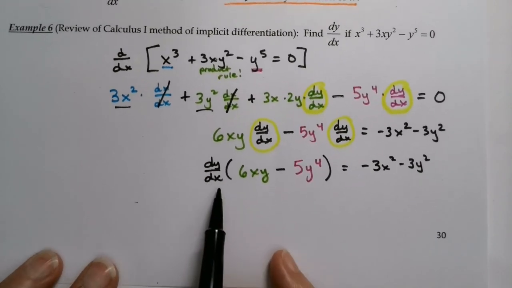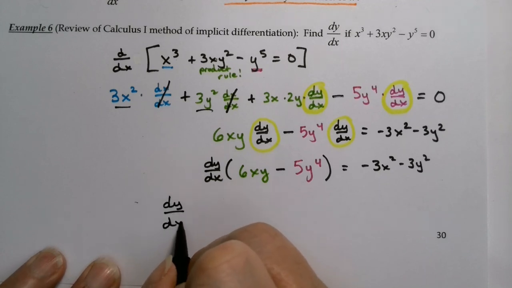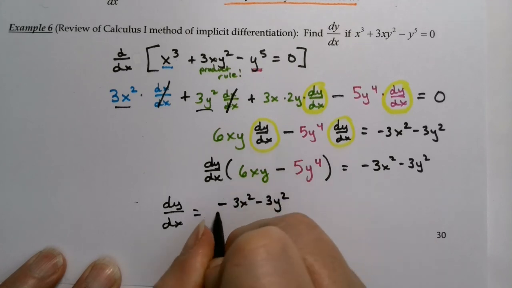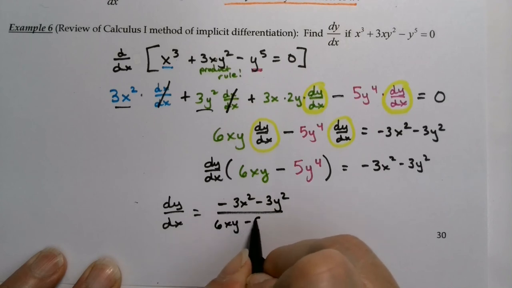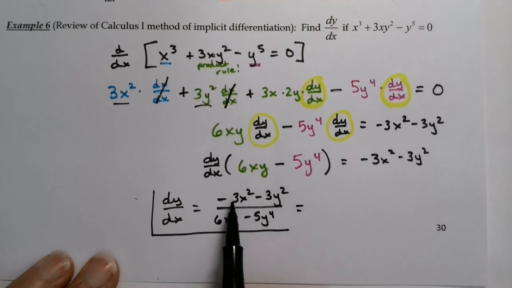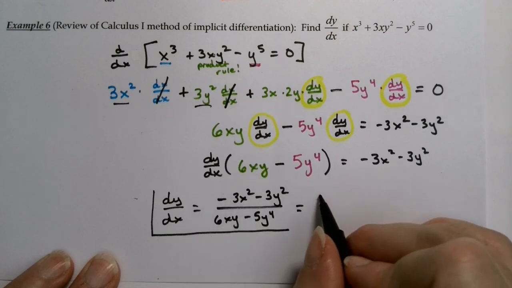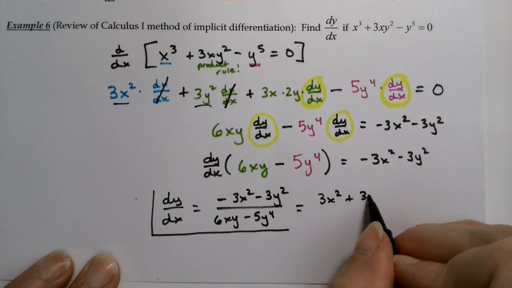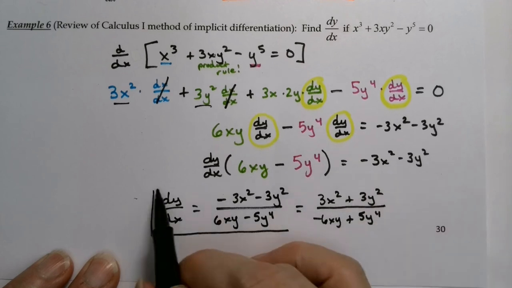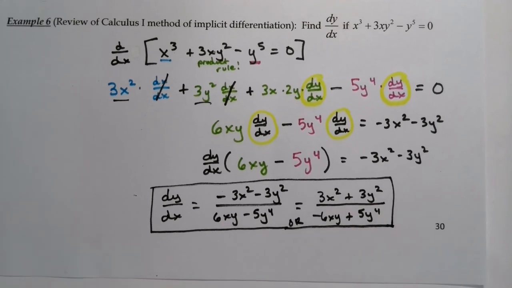Now to get dy dx by itself, I divide everything by that denominator. So dy dx is equal to negative 3x squared minus 3y squared over 6xy minus 5y to the fourth. Now, I could factor a negative out of the numerator and denominator if I so desire. If I factor a negative out of both, it turns it into 3x squared plus 3y squared divided by negative 6xy plus 5y to the fourth. It essentially changes the sign everywhere in the numerator and the denominator. So those are both perfectly valid.